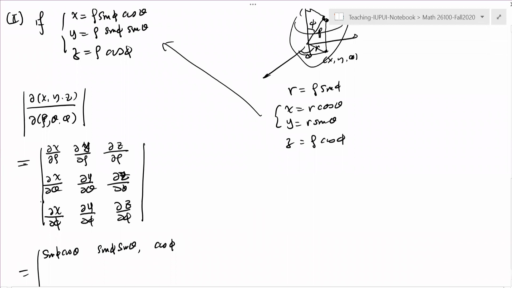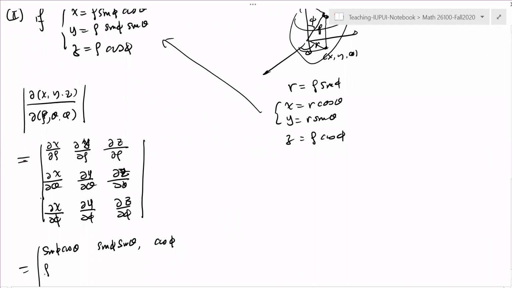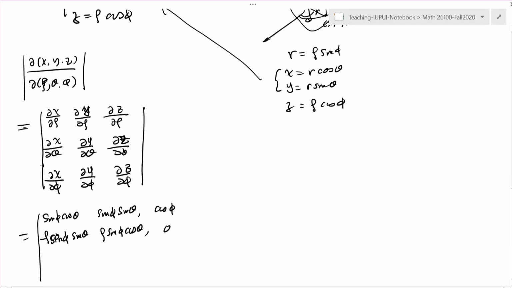Then when you differentiate with respect to theta, you get negative rho sine phi sine theta, and this would be rho sine phi cosine theta. The last one will be 0, because that's the derivative with respect to theta.